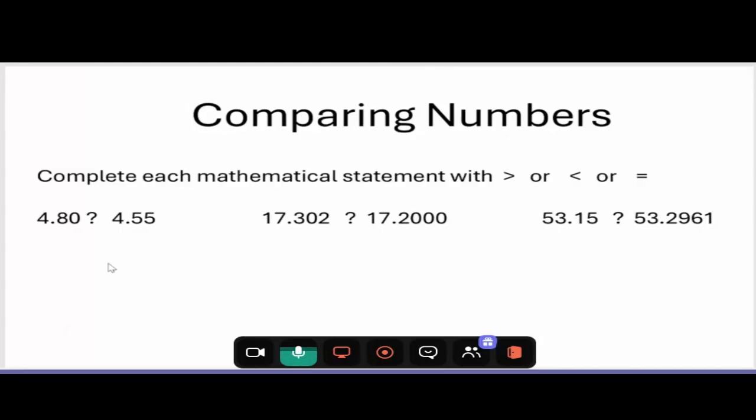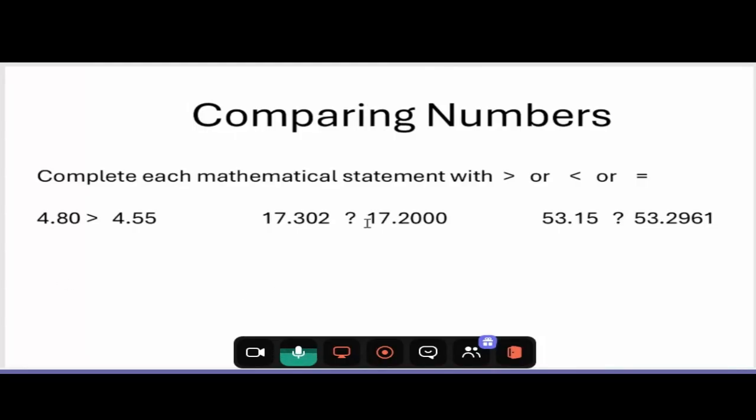Now you can just sort of ignore everything and compare 80 and 55. 80 is bigger than 55, or 80 hundredths is bigger than 55 hundredths would be the proper way to say this, and therefore the left side is bigger.